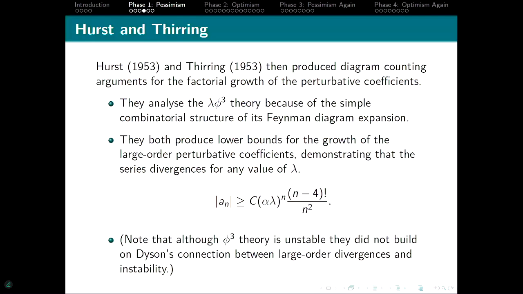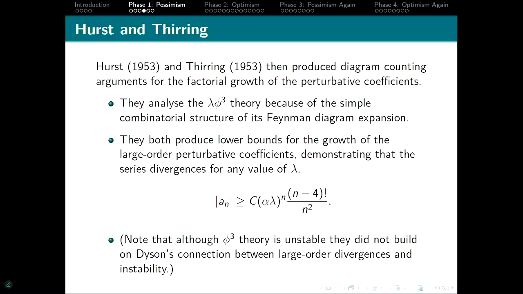So we can represent this perturbative expansion in terms of Feynman diagrams. And Hurst and Thirring both came up with very similar, related arguments. Looking at this phi to the 3 theory, they basically just chose that because it has a very simple Feynman diagram structure, and you can count the number of diagrams at each order much more easily than you can with realistic, interesting theories. So this was kind of a toy model argument.